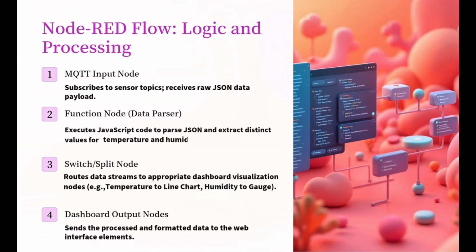Next, the switch or split node routes the data to the right visual elements, such as the line chart for temperature and the gauge for humidity. Lastly, the dashboard output nodes send the processed data to the web interface for display.